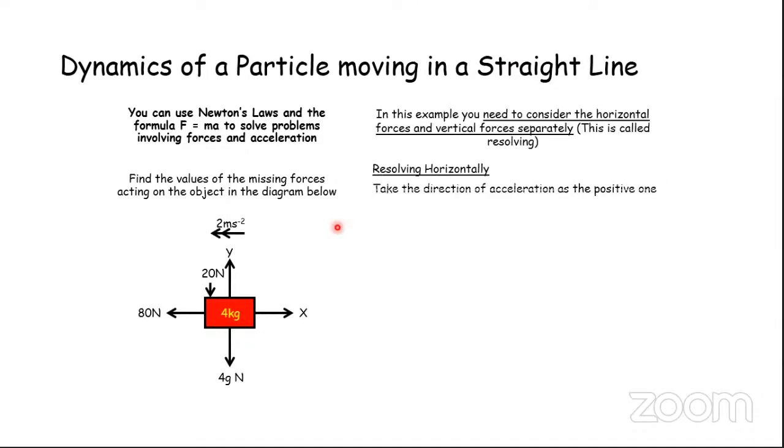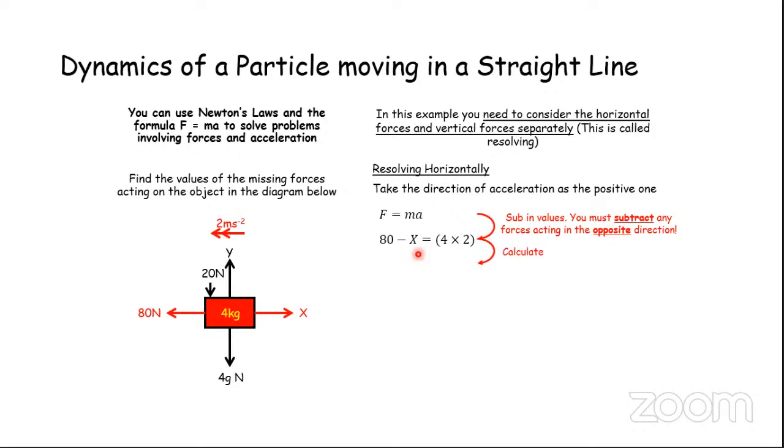So resolving horizontally, we take the direction of acceleration as positive. That is why I said 80 is positive. So 80 minus x is going to give us 4, which is the mass, times 2. So 4 times 2 gives us 8. So 80 minus x is equal to 8.